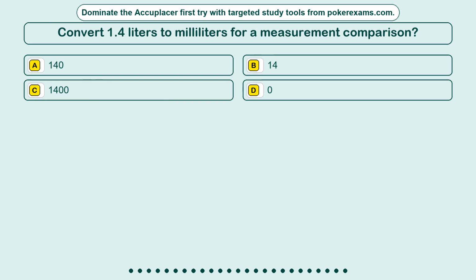Question 6. Convert 1.4 liters to milliliters for a measurement comparison. Option A, 140. Option B, 14. Option C, 1,400. Option D, 0.